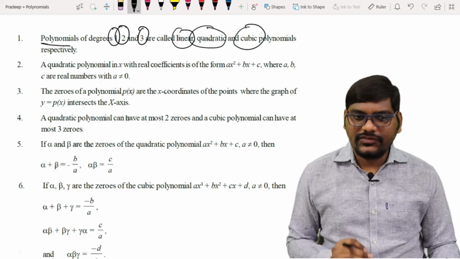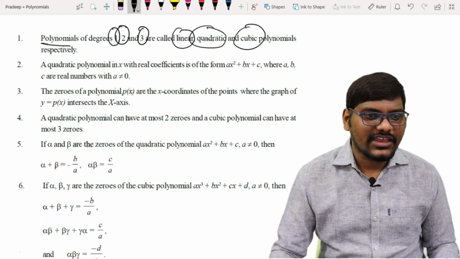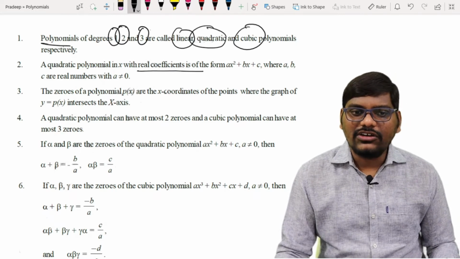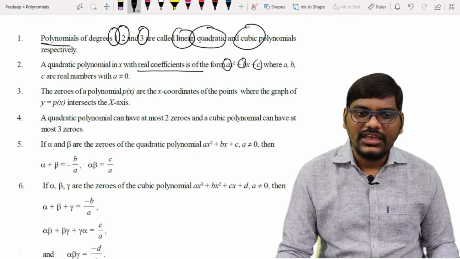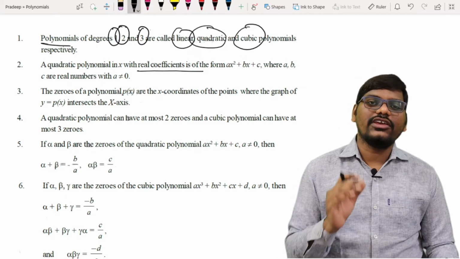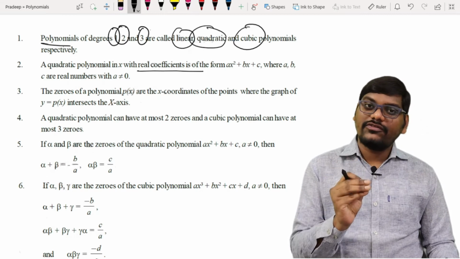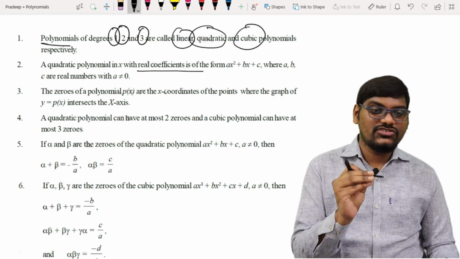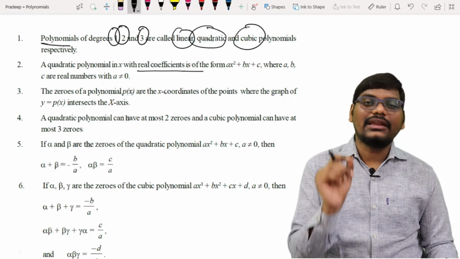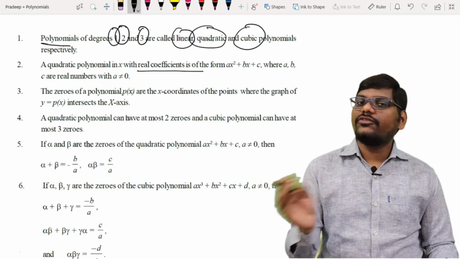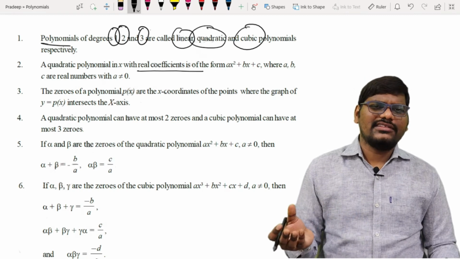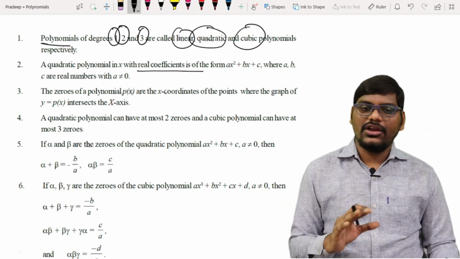Now a few things we have to understand here. The second point they are giving: whatever the coefficient, either a in this equation or b or c, whatever values we take, it need not be positive. The particular thing is that it should be a real number, not an imaginary number. If it is imaginary, we can say that the expression will not be a polynomial.